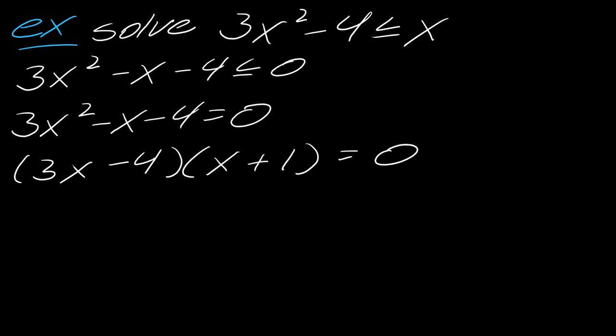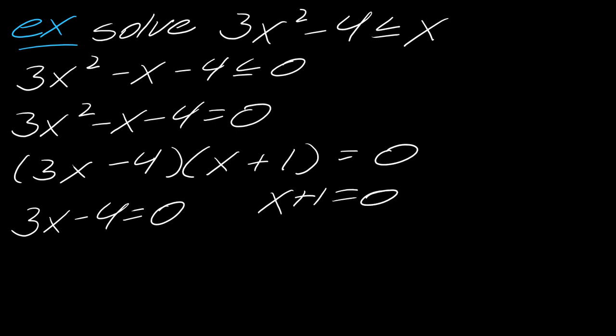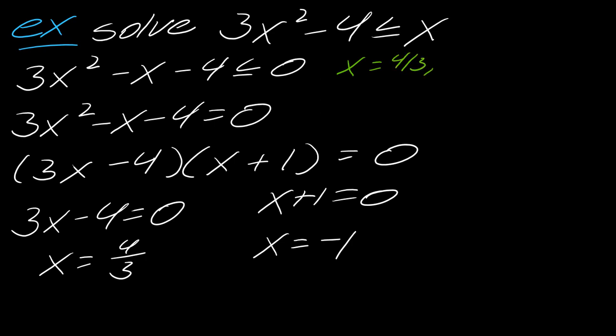No problem though. And okay, so now I've got 3x minus 4 equals 0 and x plus 1 equals 0. So I just solve each of these. So I get that x will equal 4 over 3 or x equals negative 1. So those are my two solutions. So I'm just going to note that over here. So x equals 4 over 3, x equals negative 1.